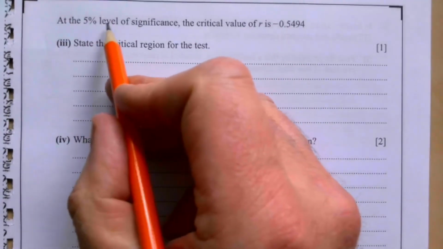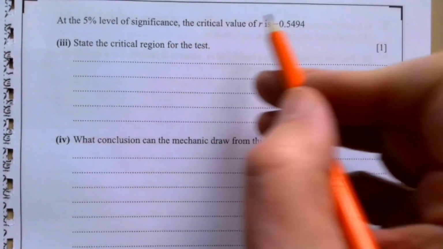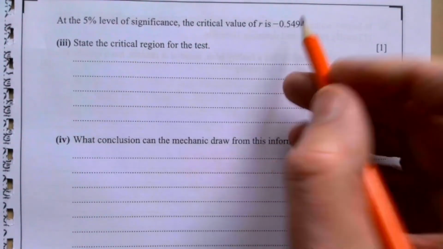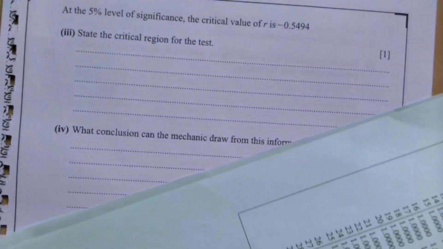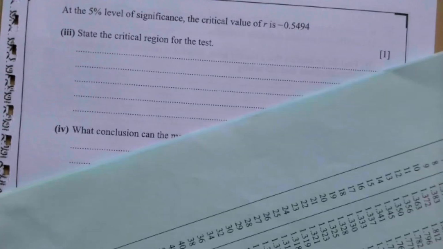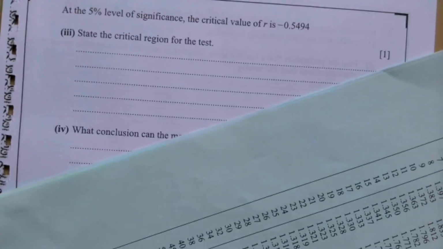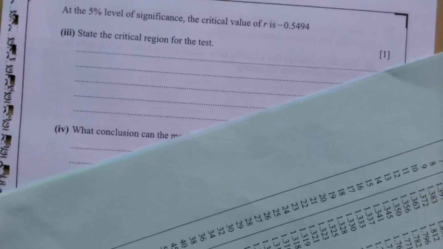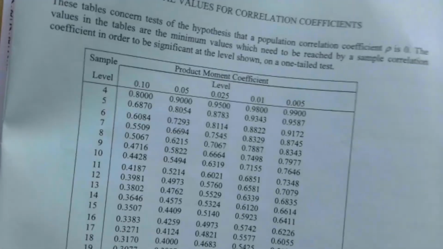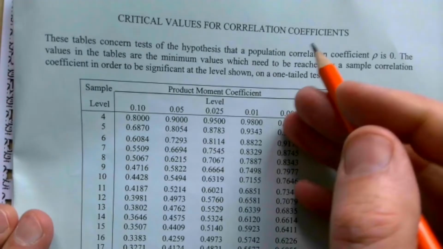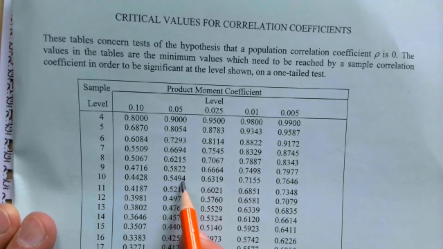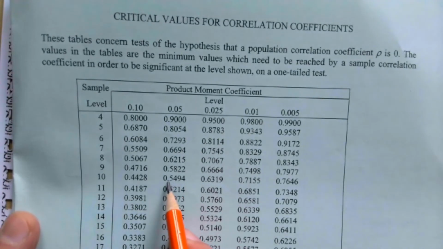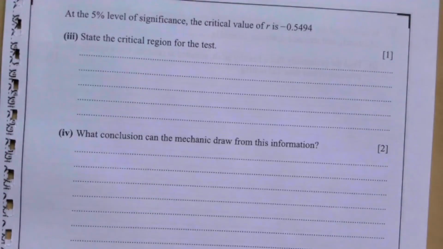At the 5% level of significance, the critical value of R is minus 0.5494. Now sometimes we're asked to work this out, so we'll just show you this information on the table if I can find it. So there we are. This is the critical values for correlation coefficients. Our sample size is 10, and at the 5% level it's 0.5494. So in our scenario it will be minus 0.5494 to state the critical region for the test.